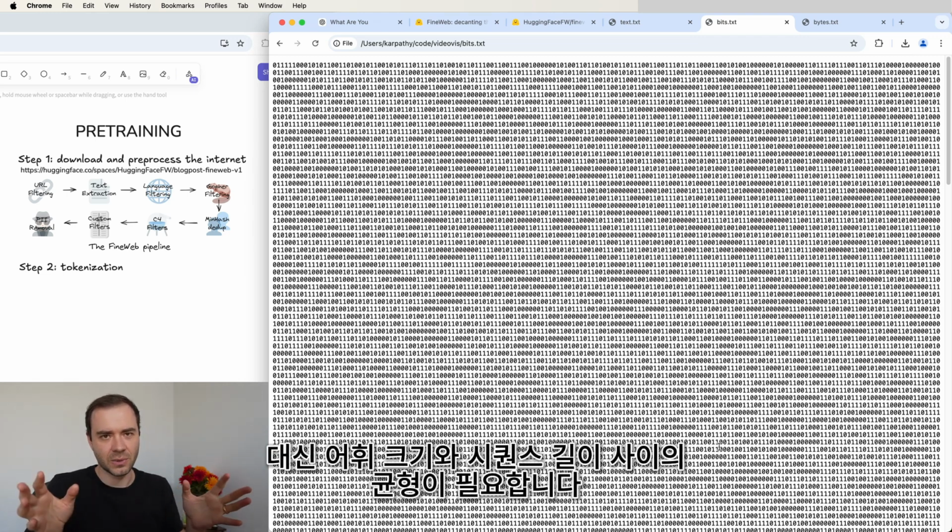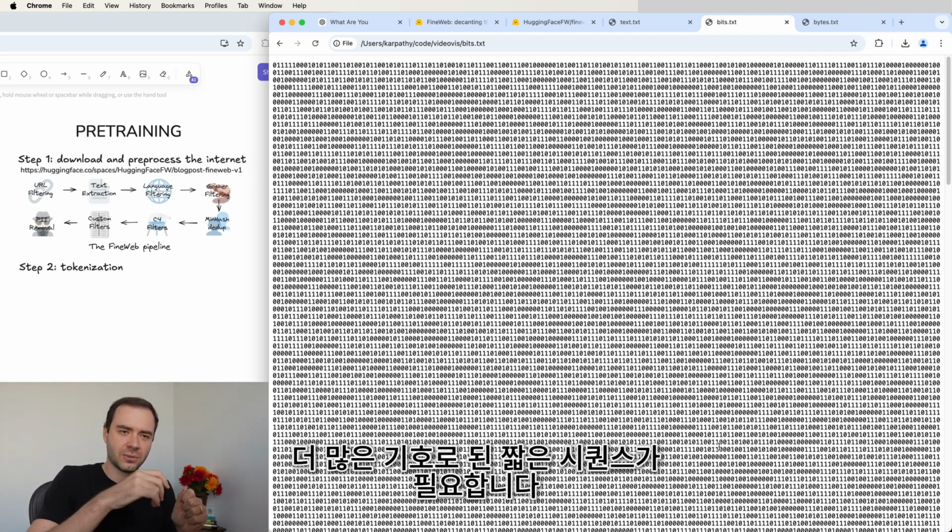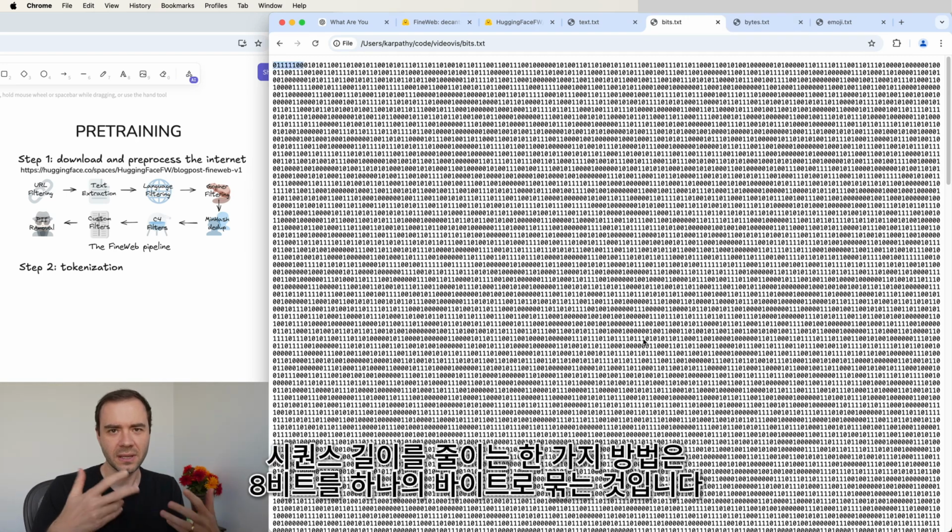Instead, what we want is we want to trade off this symbol size of this vocabulary, as we call it, and the resulting sequence length. So we don't want just 2 symbols and extremely long sequences. We're going to want more symbols and shorter sequences. Okay, so one naive way of compressing or decreasing the length of our sequence here is to basically consider some group of consecutive bits, for example, 8 bits, and group them into a single what's called byte.